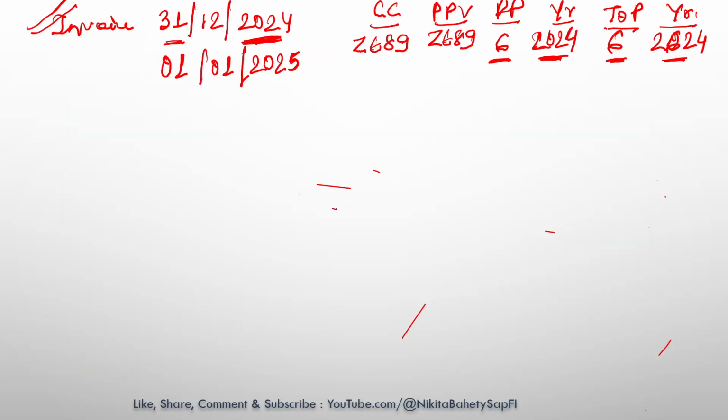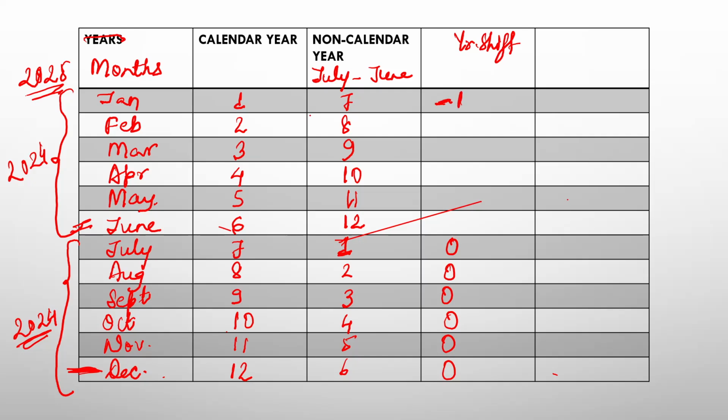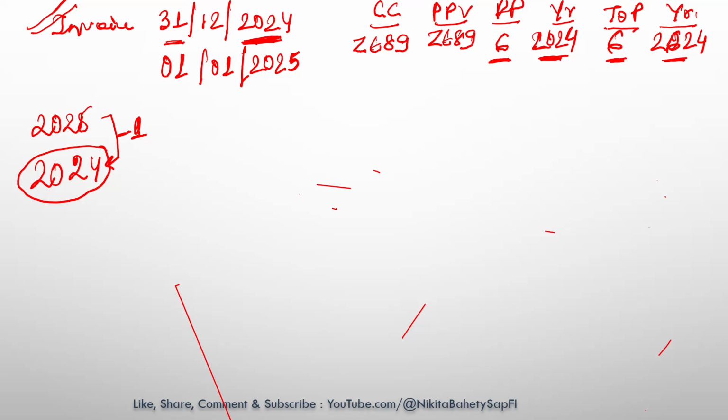So from 2024, if we have attended 2025 and the client wants 2024, then what do we have to do in the year shift? Minus 1 year shift, right? Because 2025 minus 1 is what? 2024. So in this situation, the year shift from January till June will be minus 1. So if the invoice is dated 1st January 2025, what will SAP check?